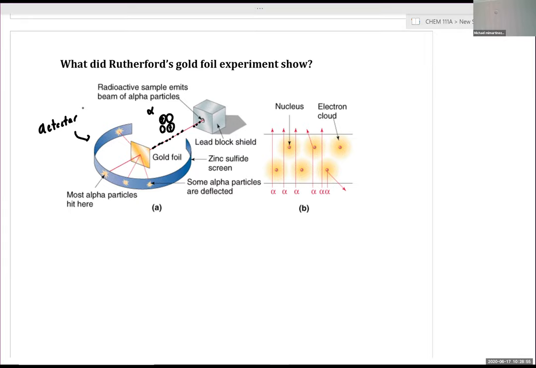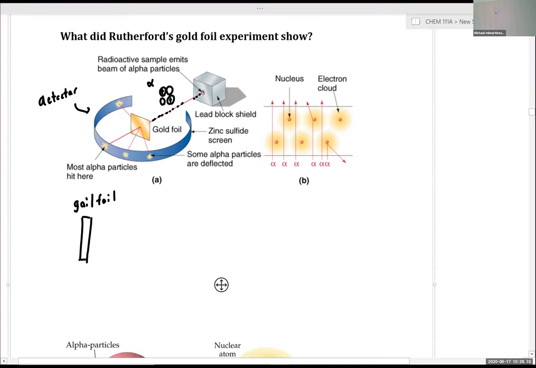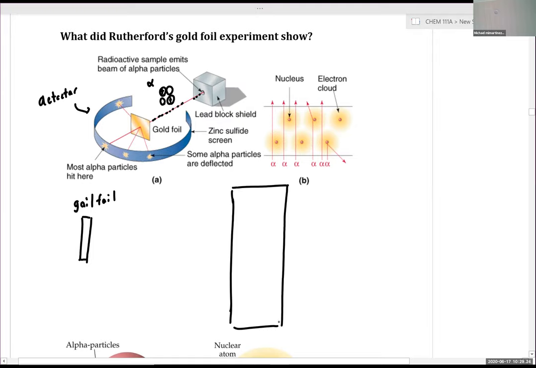Well, let's dissect a little bit. What does a piece of gold foil actually look like if you stare at it from a microscale perspective? Let's suppose we have a piece of gold foil. How does it look when we stare at it under a microscope? Well, we can think of a piece of gold foil as a collection of gold atoms. Okay?